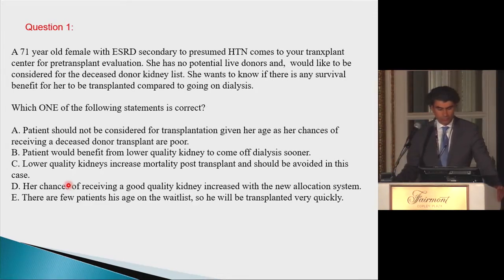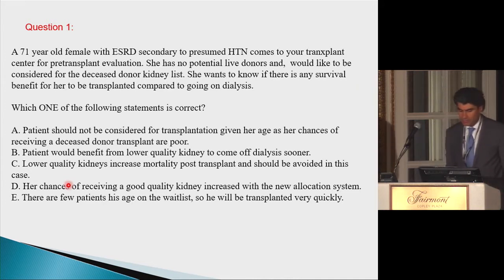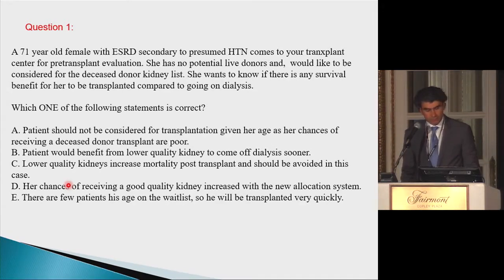A 71-year-old female with ESRD secondary to presumed hypertension comes to your transplant center for pre-transplant eval. She has no potential live donors and would like to be considered for the deceased donor kidney list. She wants to know if there is any survival benefit for her to be transplanted compared to going on dialysis. Which one of the following statements is correct?